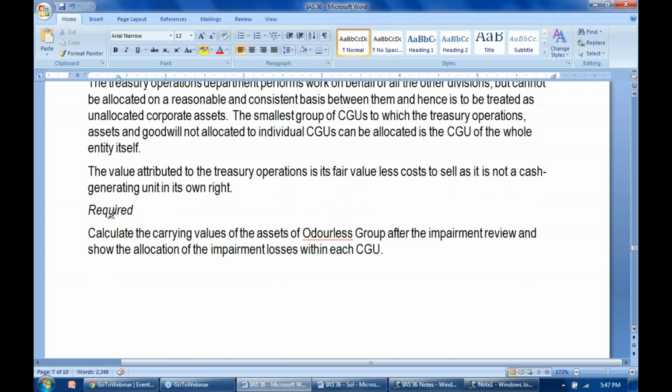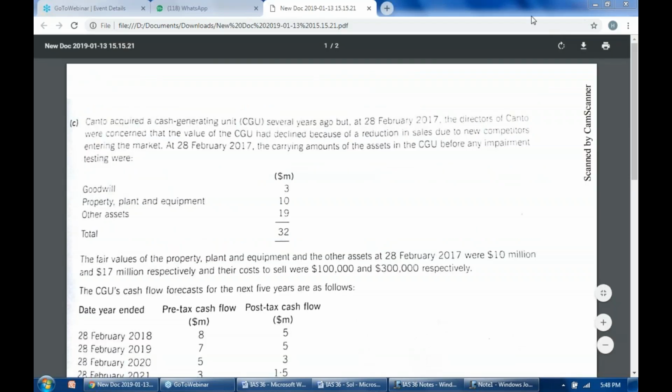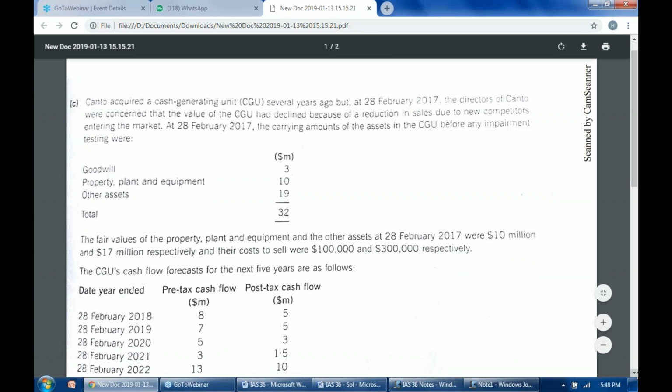Candidates, I have shared one more document with you during the class, and this one is a document also representing the spec.